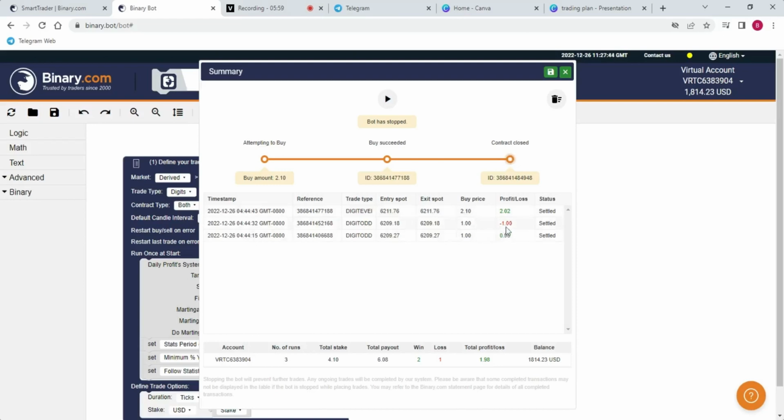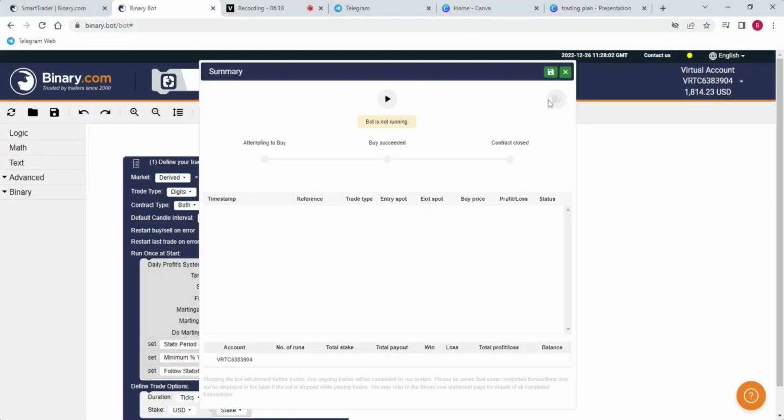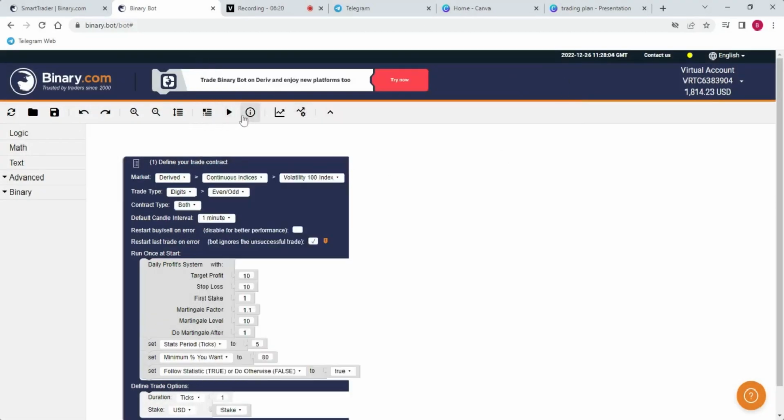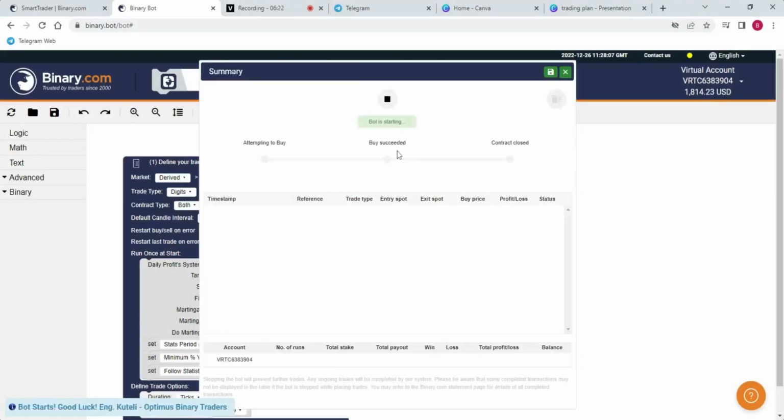Basically, the first time you realize that the first five trades, the bot will have a positive profit. So I think the reason why it lost is because I've left it run for a while. That's the reason why. Okay, let's test the third one and see if the pattern will repeat itself.